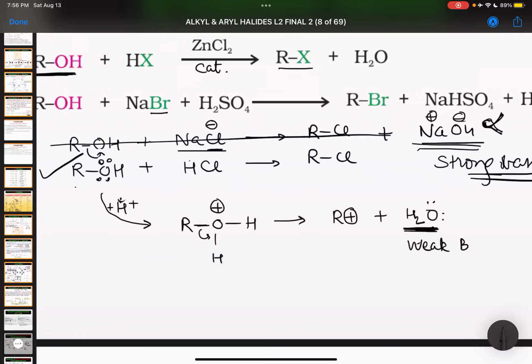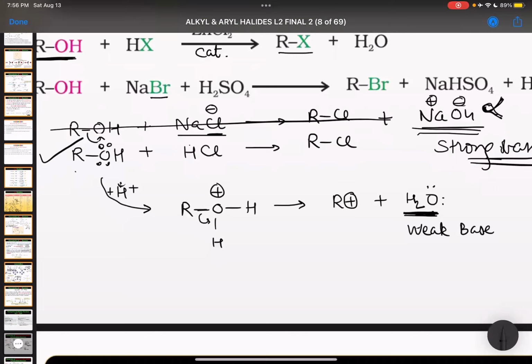Weak bases are good leaving groups. Water is a weak base. That's why we are able to drink it, but we can't drink NaOH. We can't even touch NaOH. Okay, it is very, very risky. Weak bases are good leaving groups, and it can come out on its own, right?